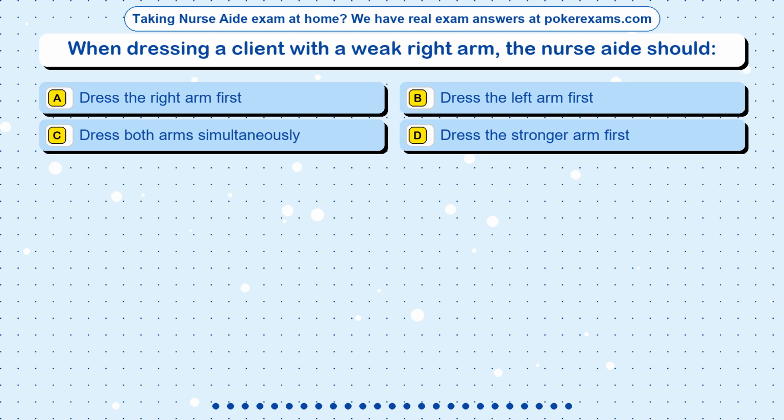Question 24. When dressing a client with a weak right arm, the nurse aide should: Option A, dress the right arm first. Option B, dress the left arm first. Option C, dress both arms simultaneously. Option D, dress the stronger arm first.